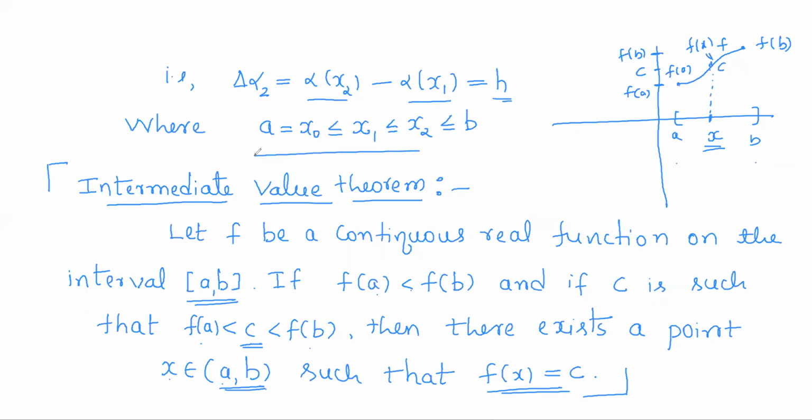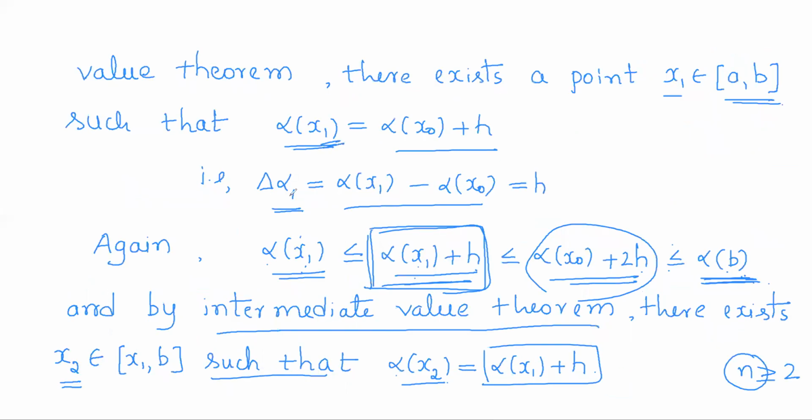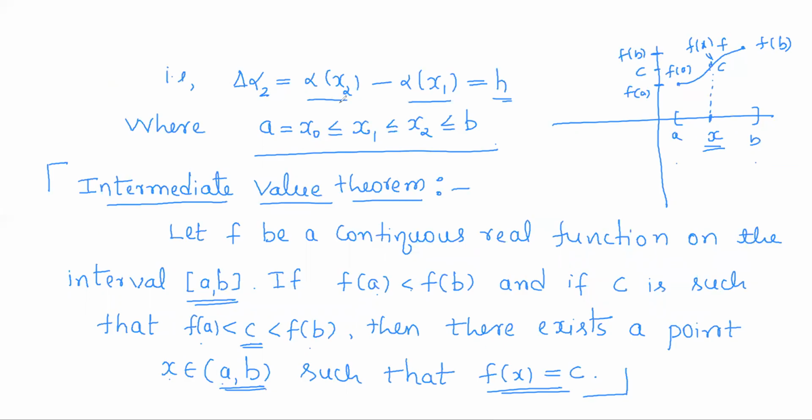Now up to this step, we repeated this step twice. At the first step, we got a point x1 such that delta alpha 1 is h. At the second step, we got x2 and delta alpha 2 to be once again h. And the nature of these points is that a, which is nothing but x naught, is less than or equal to x1, which is less than or equal to x2, which is less than or equal to b.